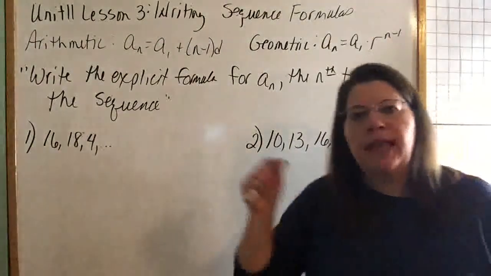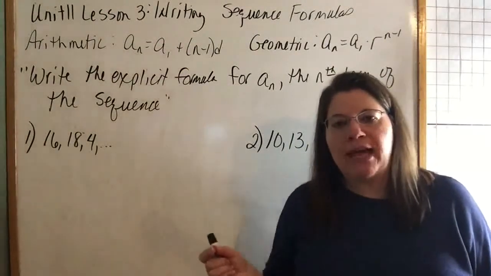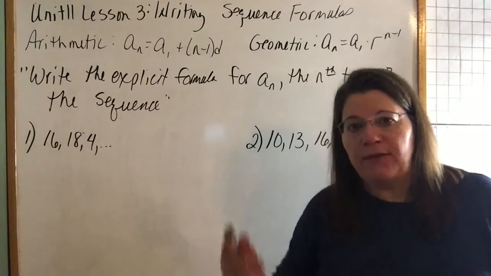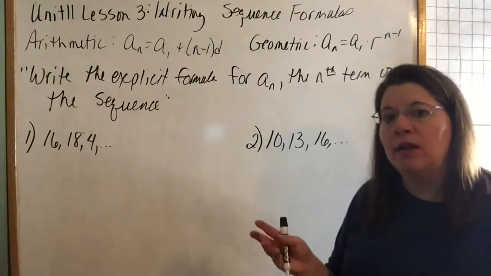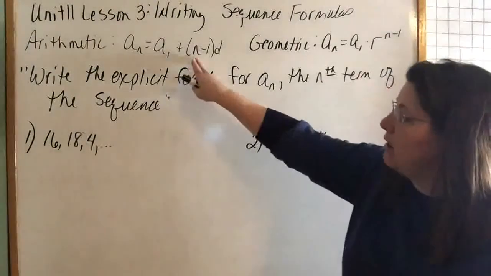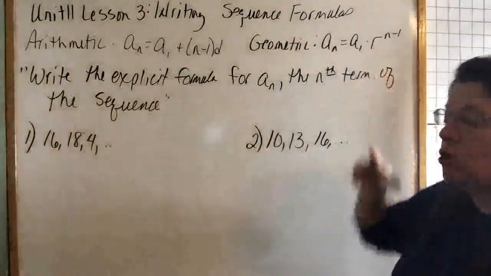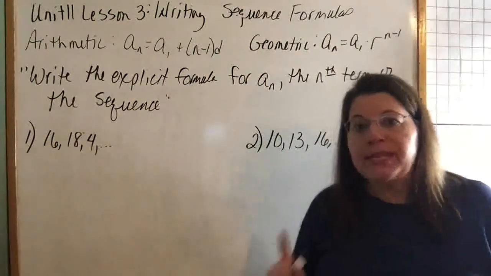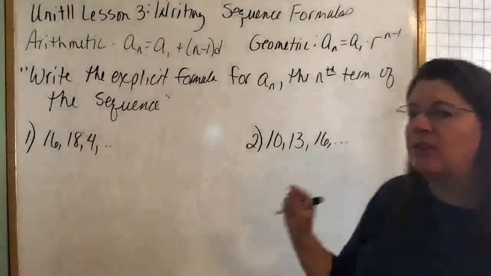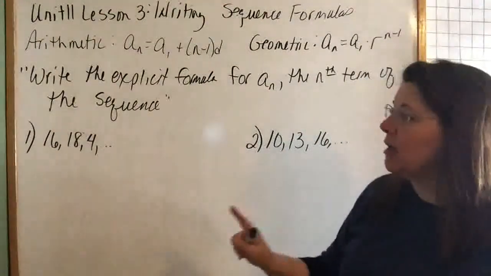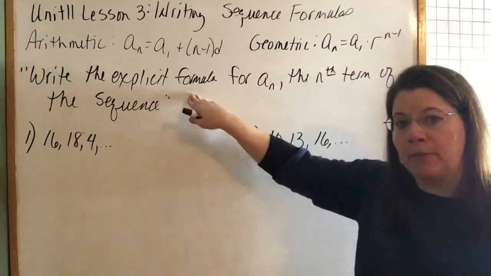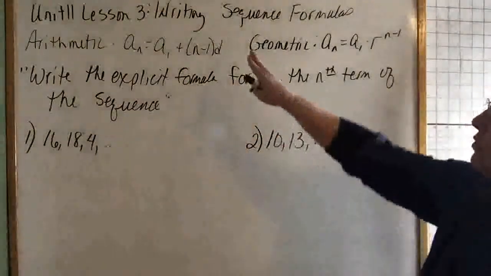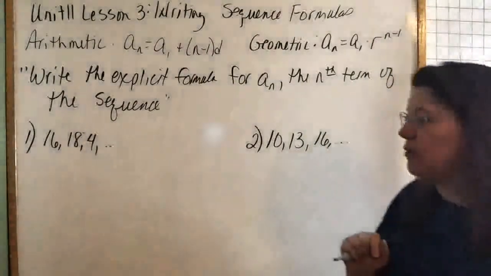So in the last section, we learned how to find specific terms, like the 52nd term or the 82nd term, whatever the n number was. We could use the arithmetic or the geometric formula to find a specific term. Now, instead of asking for a specific term, they're going to ask us to write the formula to find any term number. And to do that, we still use the same arithmetic and geometric formulas.